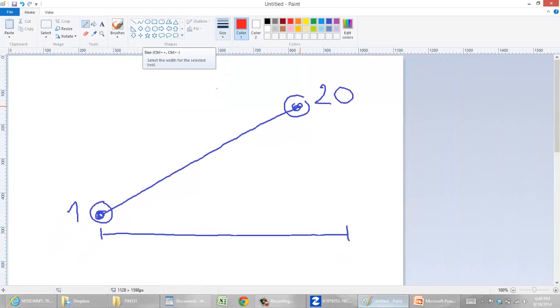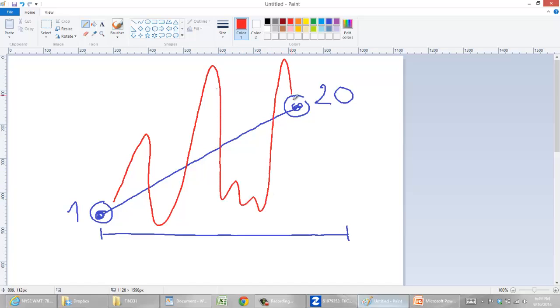Okay, another stock also moves from 1 to 20 within 1 year. However, the movement is like that. In terms of return, invest 1, get 20. Both of them are equally good. However, in terms of the way the stock price moves, which stock do you feel better? Or if I add another stock moving like that, which one do you prefer?